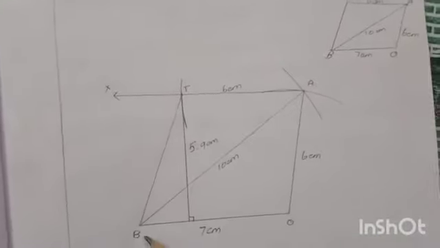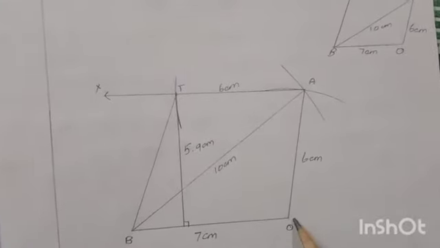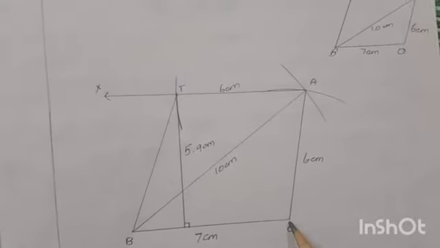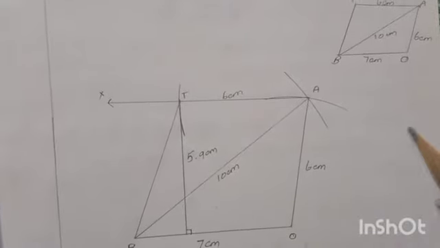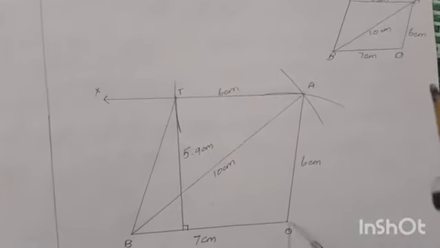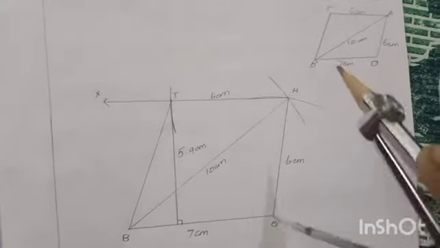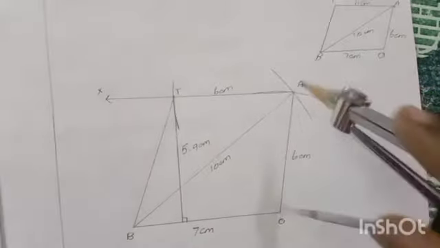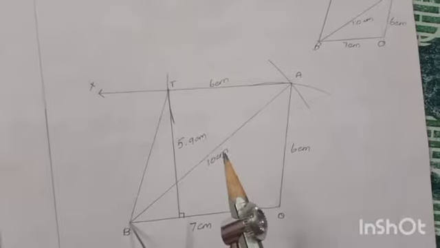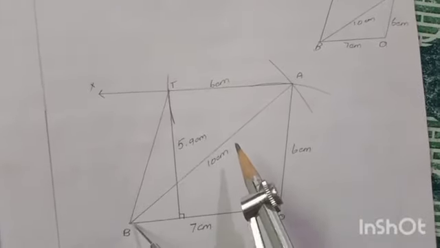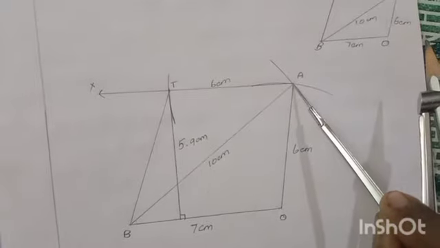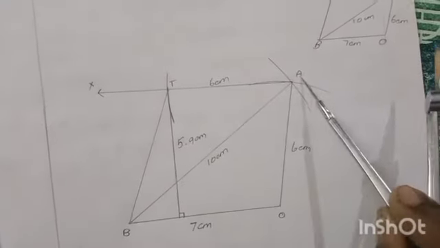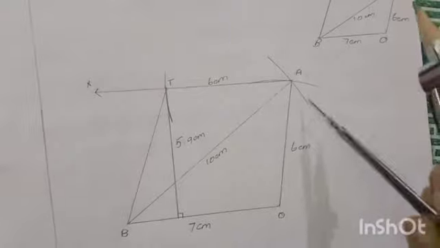First you have to draw a line segment BO, then measure 6 centimeters. Draw the arc from O for the measurement 6 centimeters. Then draw another arc from B with the measurement 10 centimeters. You have to mark the intersecting point. Then you have to join BA and OA.